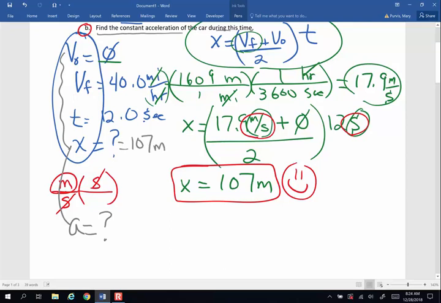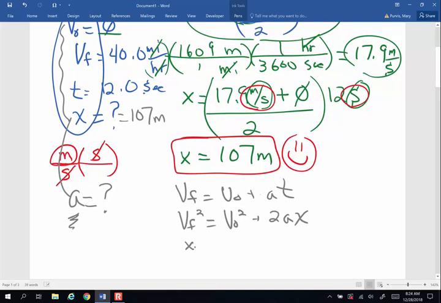Now, if you look at your list of kinematics equations that contain acceleration, you have lots of choices. You could use VF equals VO plus AT, and that would work. You could use final velocity squared equals original velocity squared plus 2AX, and that will work. Or you could use X equals XO plus VOT plus 1/2 AT squared. And in this case, because original velocity is 0 and there's no original displacement, all three of these would be acceptable equations. Which one did you pick?